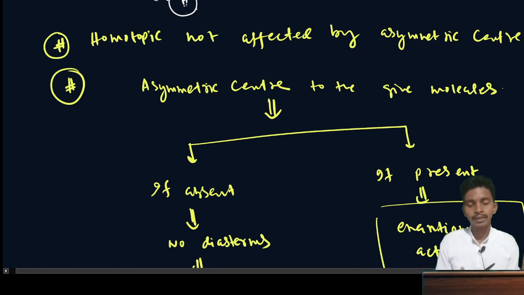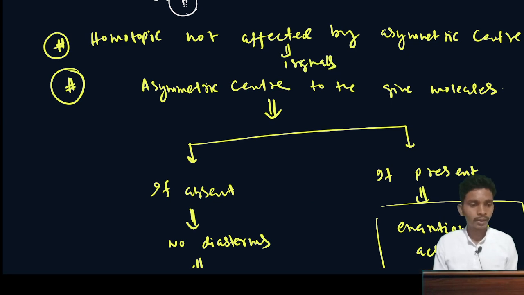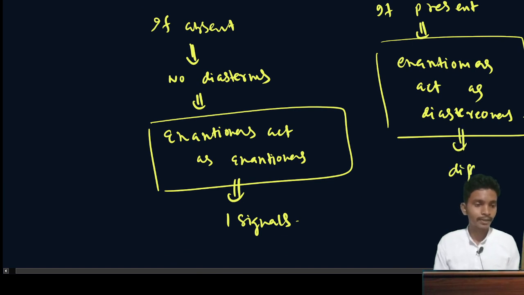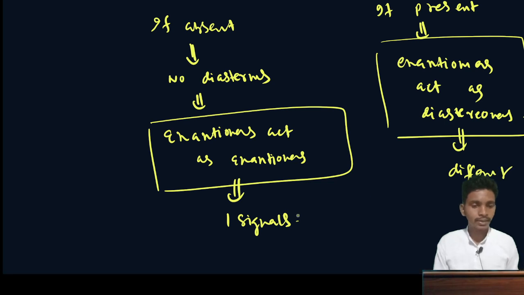And we know what homotopic is. Homotopic means it will give one signal, and if it is enantiomers also we will get one signal, but if it is diastereomers we will get different signals. One signal means the same signal. Different signals means more than one signal we will get.